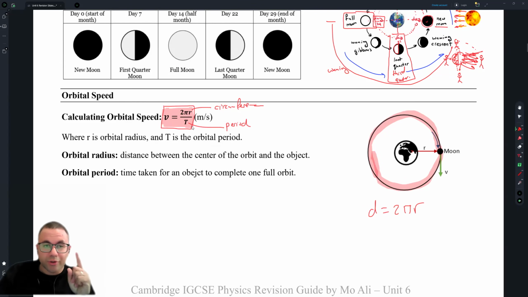So far, there are only two periods that you really need to remember, orbital periods, that is. The moon, which is 1 month, it's often approximated to 30 days.